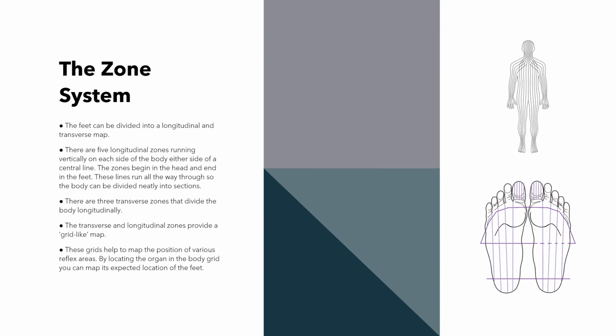There are 3 transverse zones that divide the body horizontally. The transverse and longitudinal zones provide a grid-like map. These grids help to map the position of various reflex areas. By locating the organ in the body grid, you can map its expected location on the feet.